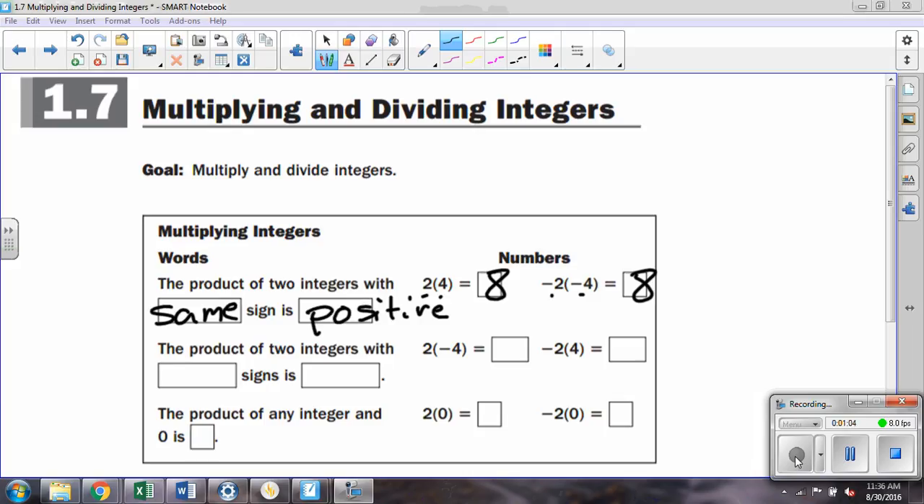Multiplying two numbers with different signs, so one of them is positive and one of them is negative, such as positive 2 times negative 4, the signs don't match, or negative 2 times positive 4, again, the signs don't match. That will result in an answer that is negative. And it doesn't matter where that negative occurs. 2 times negative 4 is negative 8. And negative 2 times positive 4 also equals negative 8.